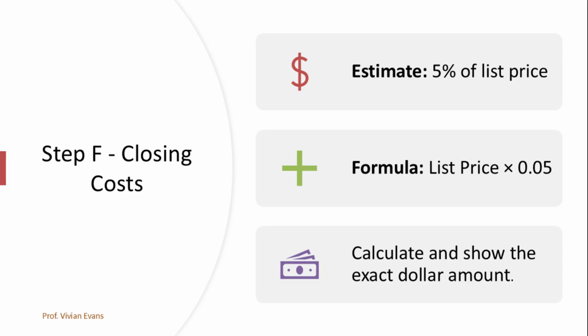As you finalize your choice, estimate the closing costs, which are typically 5% of the list price. Use the formula, list price times 0.05 to calculate the exact dollar amount. Understanding closing costs is essential for a comprehensive financial plan.